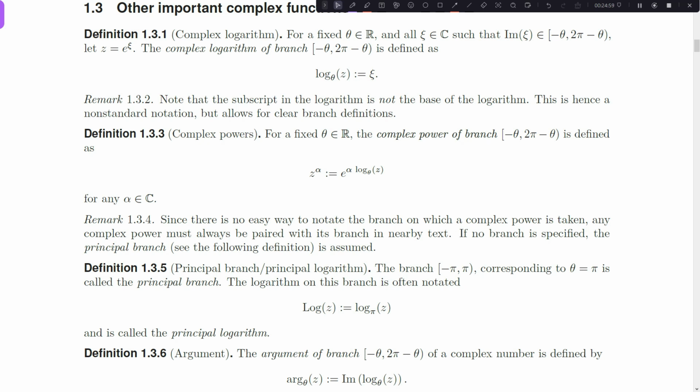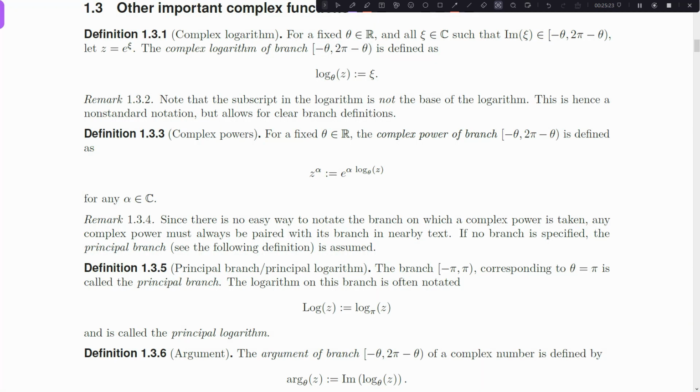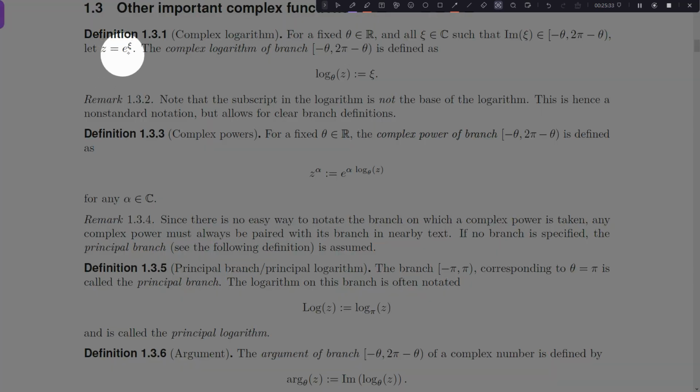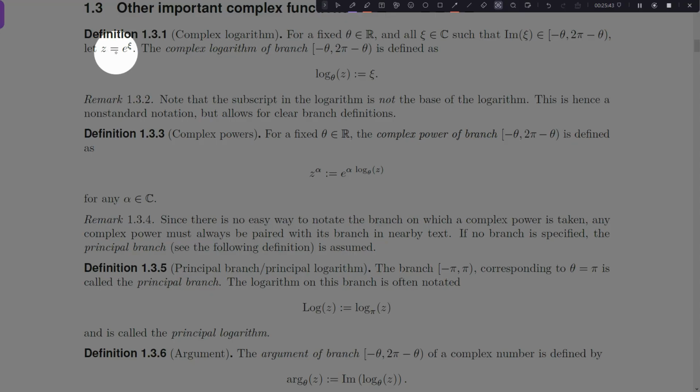This Greek letter here is xi, by the way. If we take a xi, that's really fun to say, if we take a xi in the complex numbers, and its imaginary part sits in this interval, right? The imaginary part is a real number. If the real number sits in this interval for some fixed theta, and you let z be a complex number that's representable by e to this complex number, then the complex logarithm just inverts this equation, which is what we would normally expect out of a logarithm, right? It's the inverse of the exponential equation.